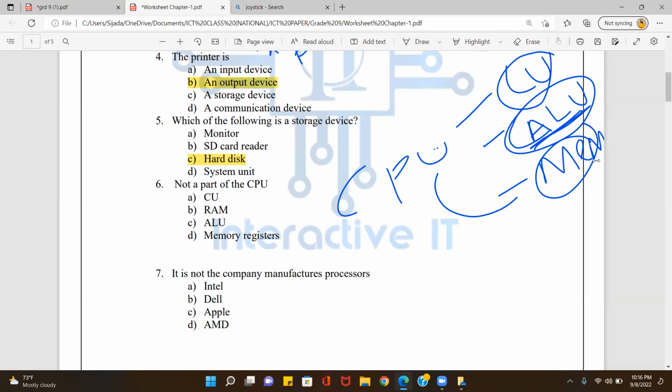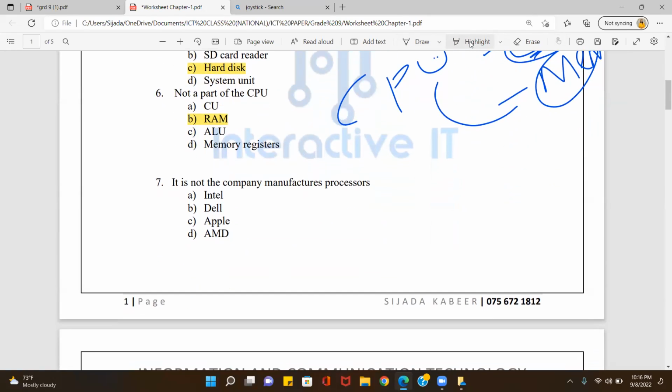So which of them is not a part of the CPU? It is actually RAM. RAM is not a part of the CPU. It is the main memory. Which is not a company that manufactures processors? Intel is a company. Dell is not a company that makes processors. Apple is a company. AMD is a company. So the answer is actually Dell.